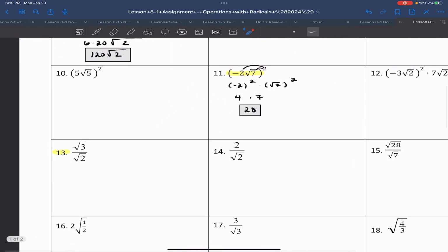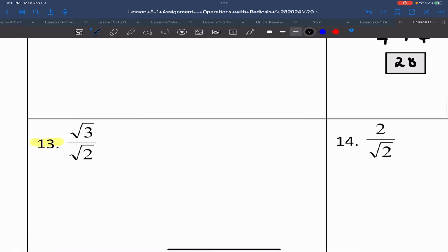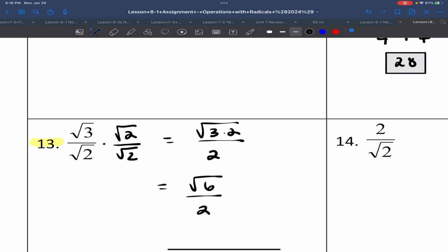Okay? Let's do 13. Okay, so I have root 3 over root 2. You can't have a square root in the denominator, so you're going to rationalize. You're going to multiply the bottom and top by that radical, so root 2 in the bottom and root 2 up top. So that's the square root of 3 times 2 over 2, and that's the square root of 6 over 2. So this is actually your answer. Do not do square root of 6 divided by 2 where you think it's the square root of 3. That is not correct.